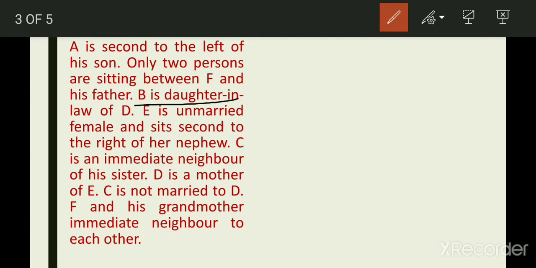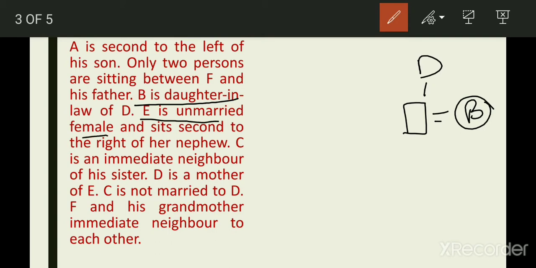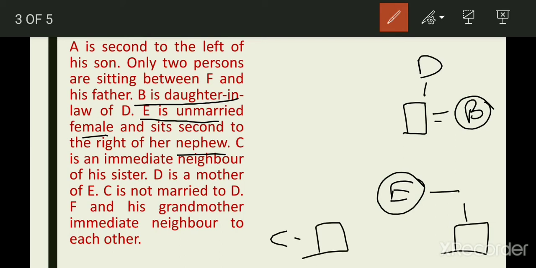The first condition for our blood relation is B is daughter-in-law of D. Therefore, D has a son. Now, E is unmarried female, sits second to right of her nephew. So E is a female and she has a nephew. Next, C is immediate neighbor of his sister. Therefore, C has a sister.